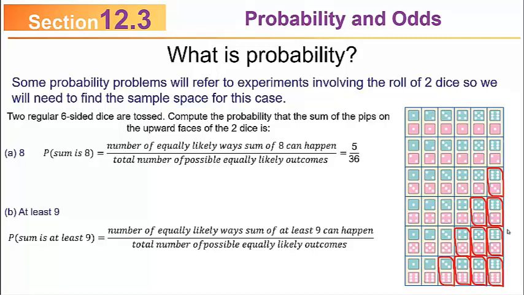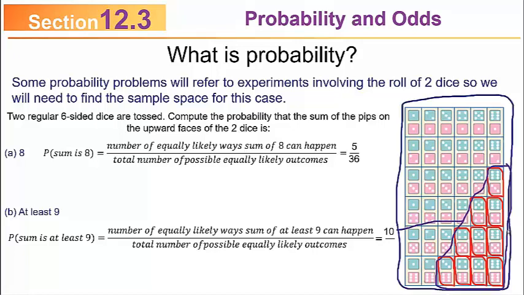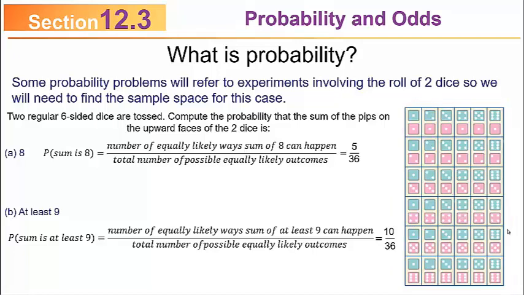Those are the only possibilities that give you a sum of at least 9. And if you count them, there are 1, 2, 3, 4, 5, 6, 7, 8, 9, 10 of them. So the probability would be 10 over 36, which is the entire sample space size. Once you understand the basic principle, the process is straightforward. You can reduce 10/36 to 5/18 if you like.